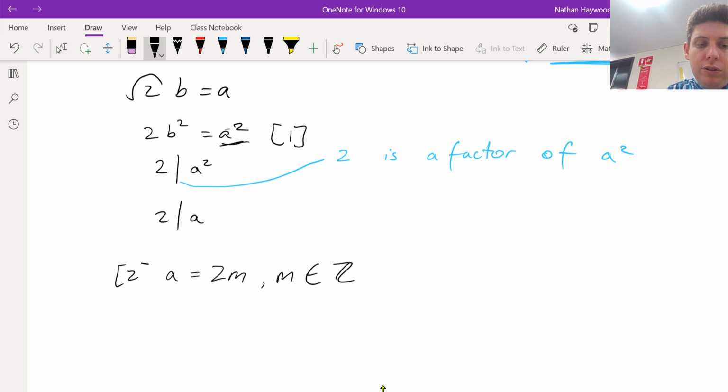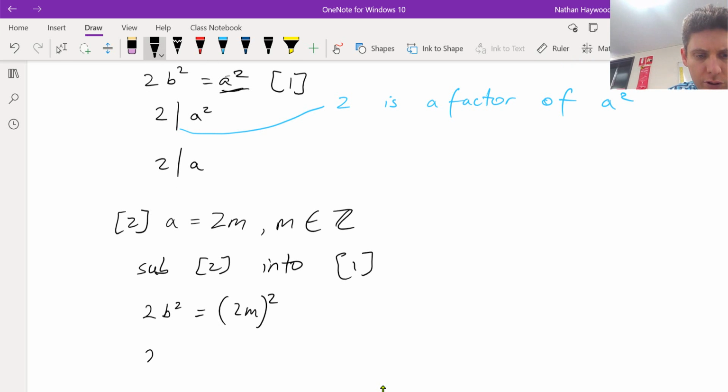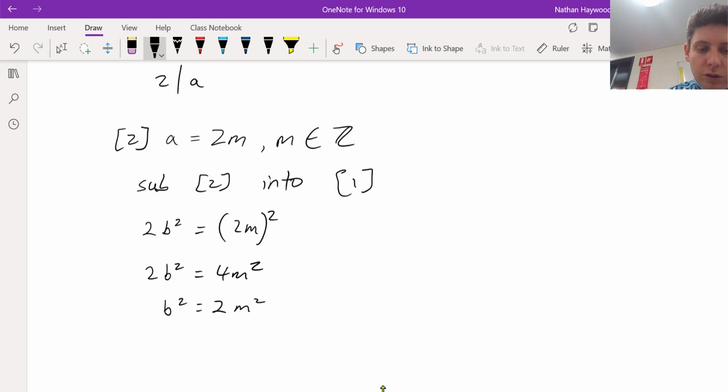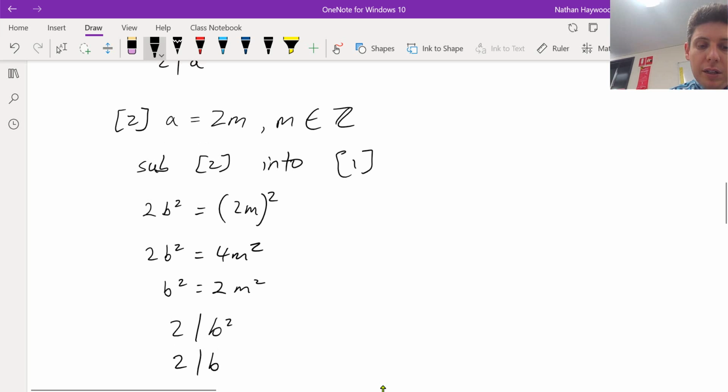So if this is equation 2, and we sub 2 into 1, we should get 2b squared. So instead of a squared, we've got 2m squared. So now we've got 2b squared equals 4m squared. So rearrange this, divide them both by 2. b squared is also equal to 2 times something. There is also a factor of 2 in b squared, and thus also a factor of 2 in b.